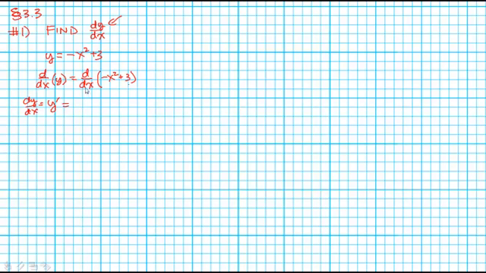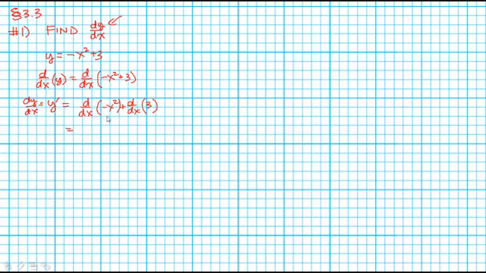Now, on this other side, I'm looking at this, I'm saying, well, what rules do I have to work with? Well, I have the rule that says that if I'm taking the derivative of a sum, I can break this up into the derivative of its individual parts. So let's break that up as the derivative of negative x squared plus the derivative of 3.